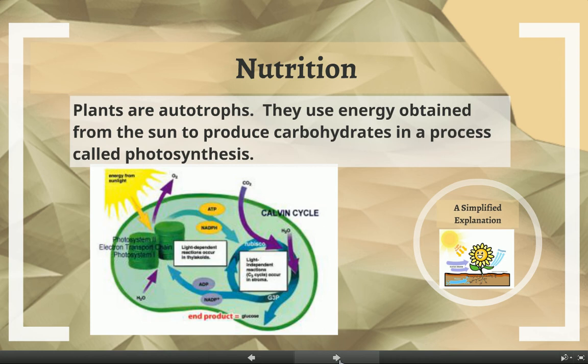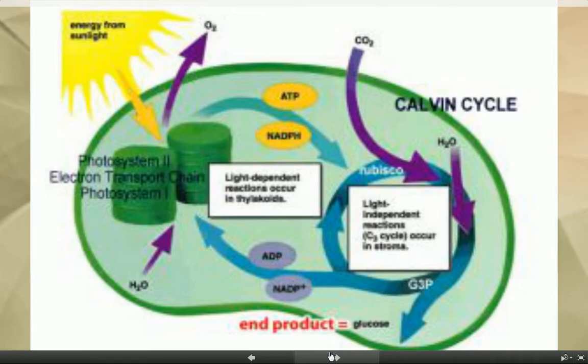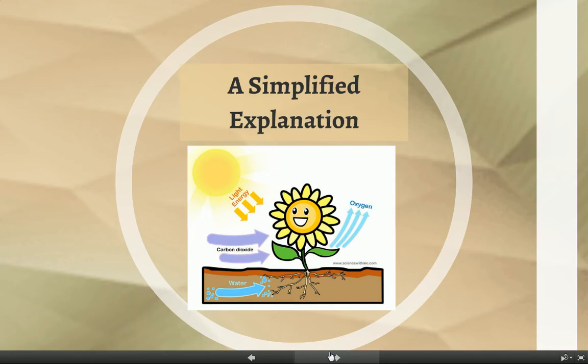Now, nutrition-wise, plants are autotrophs. Autotrophs means they use the sun's energy to produce carbohydrates in the process called photosynthesis. Now, this picture goes through photosynthesis. You've seen a picture sort of like this when we talked about photosynthesis, about the light-dependent and the light-independent reactions and where they take place. And this is inside of a chloroplast. Simplified version, here you go. You've got light energy and carbon dioxide and water. The plant goes through photosynthesis and it gives off oxygen as a byproduct.